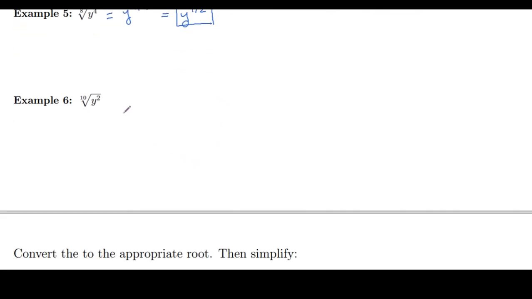So the next one here, we are going to rewrite this as y squared. The numerator will be the power, divided by, and the denominator will be the root, so divided by 10. Okay, again, we're using property 8 above, and reducing this, we could write this as 1 over 5, which is also the same thing as the 5th root of y. Okay.